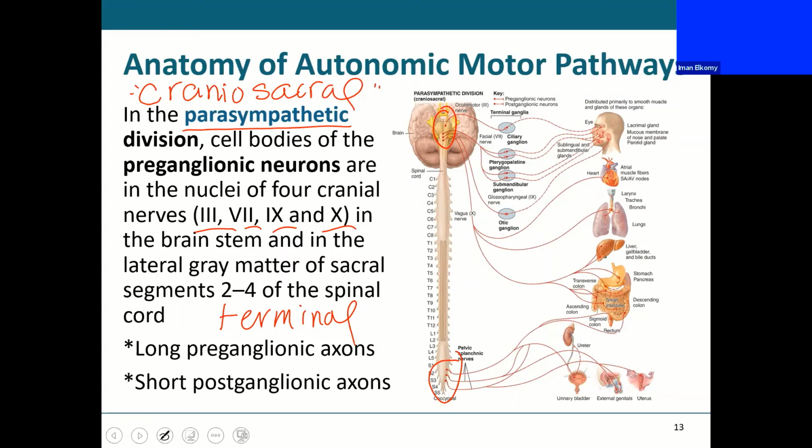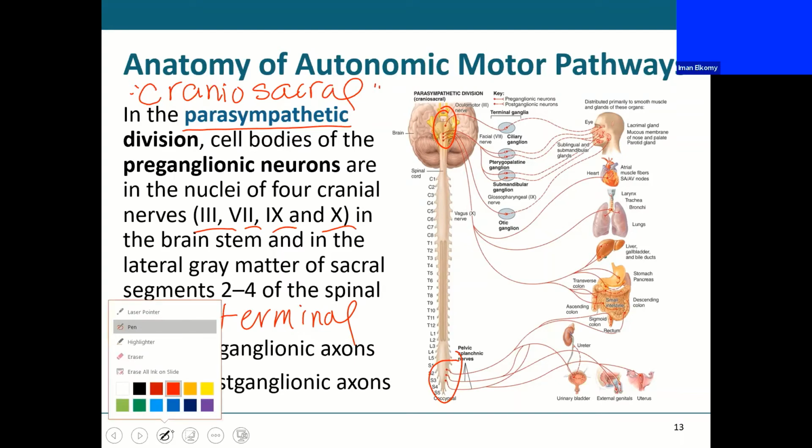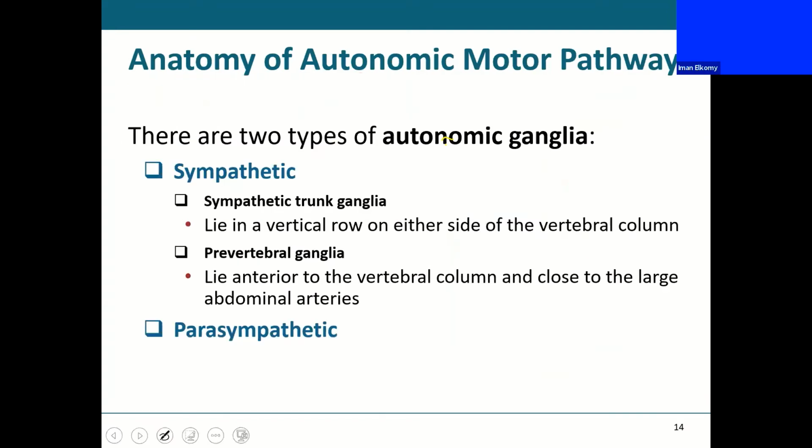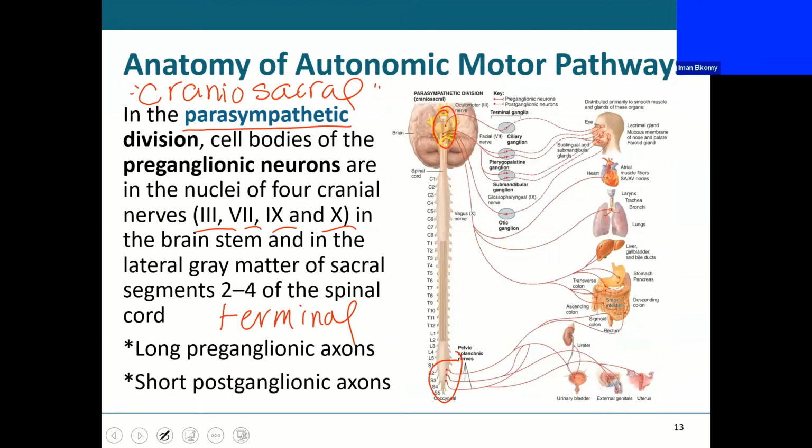Okay, so let me get a different color here and trace my pre and post. Look at this. I'm just going to follow the vagus nerve here, coming off of the vagus right here from the cranium. And look, this is all preganglionic till right there. The ganglion for this is in the intestine.